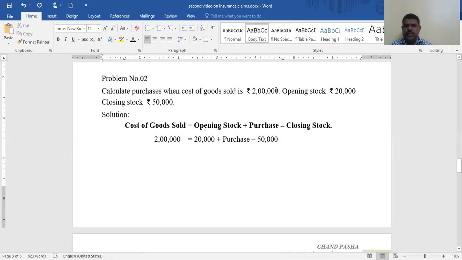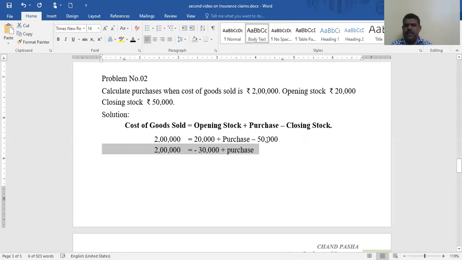Cost of goods sold, yes, given 2 lakh. Opening stock, yes, given 20,000. Purchases not given, as it is purchases. Closing stock given 50,000. Now we can see here, we have to arrange this one by one. We have to arrange. That is, let it be 2 lakh as it is.